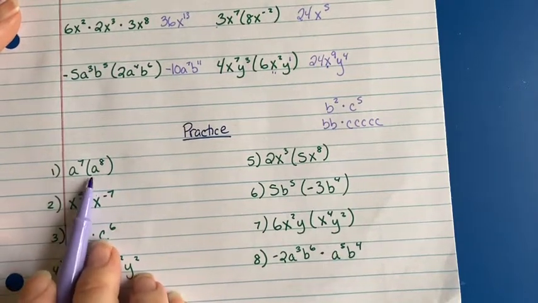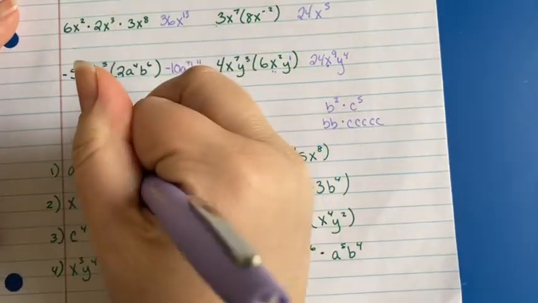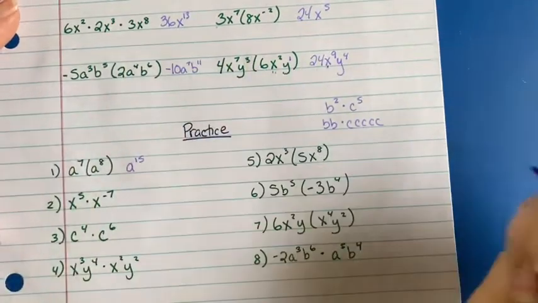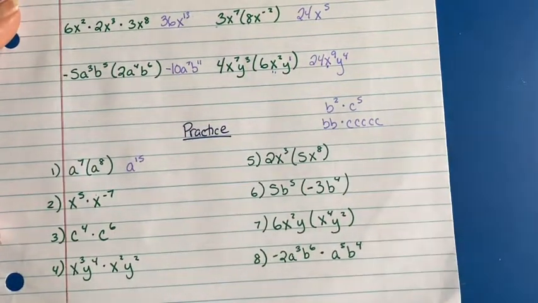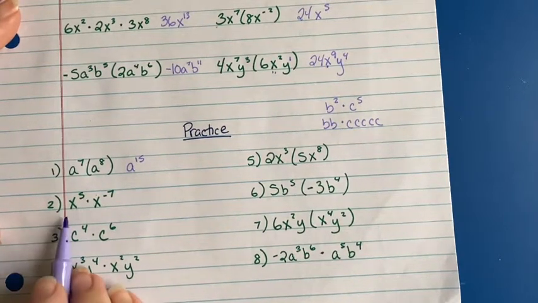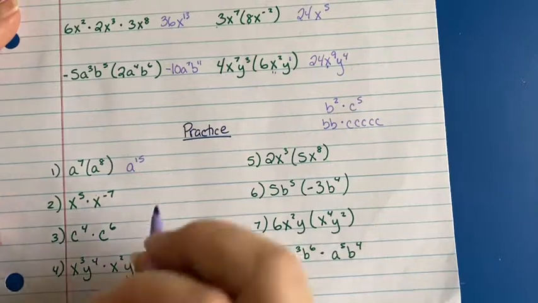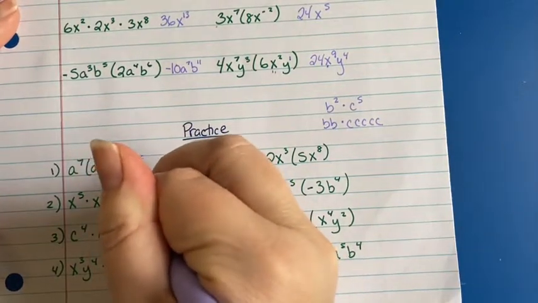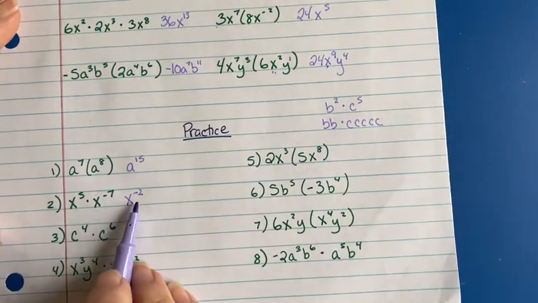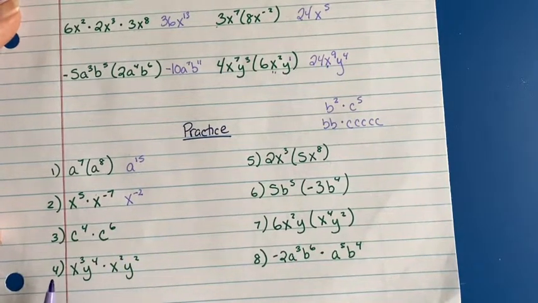Okay, a to the 7th times a to the 8th, that's going to become a to the 15th power. X to the 5th times x to the negative 7th will become x to the negative 2 power. And again, we're going to talk more about what a negative exponent means in a later video.